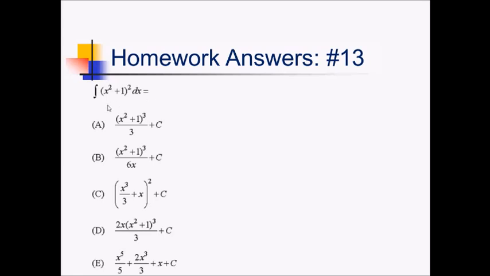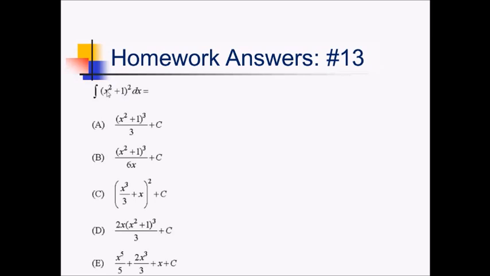On this problem, we're trying to take the antiderivative of this squared expression inside here. So I'm going to start by expanding this expression, just basically multiplying x squared plus 1 by itself. And I'll use my little a squared plus 2ab plus b squared shortcut to do that.